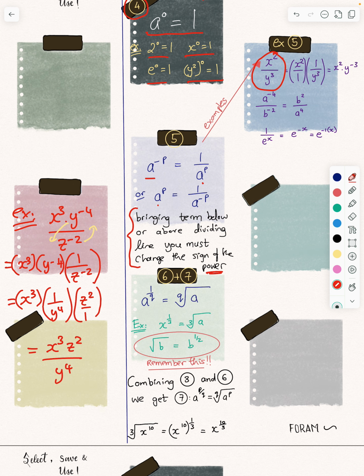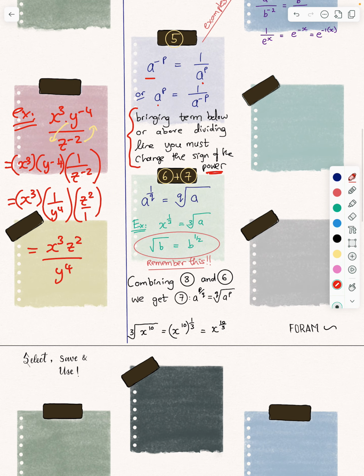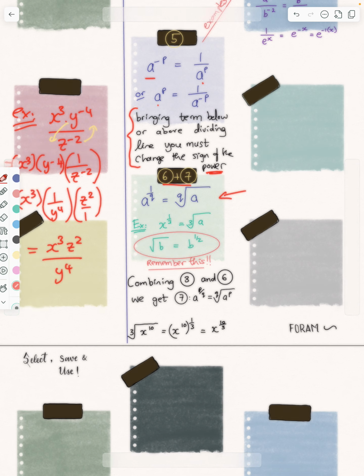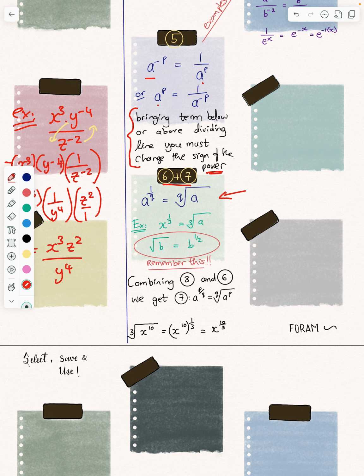Okay. And then 6 and 7, these are your roots. Still on page 21 of your log tables. So we know the cube root of a is a to the 1/3. So the roots have fractional powers. Basically, that's what this is saying, okay? This one you must remember.